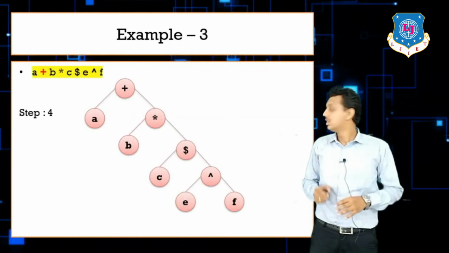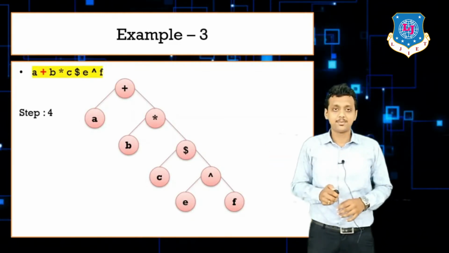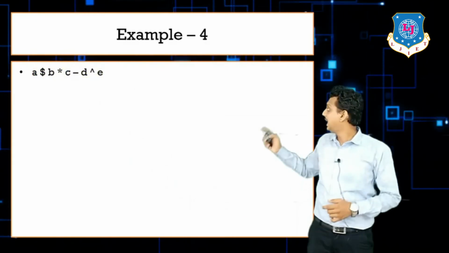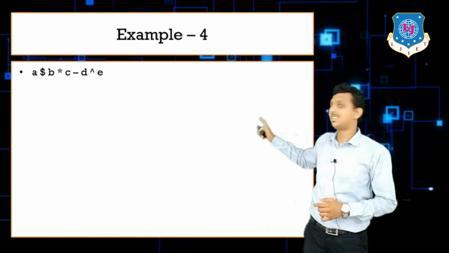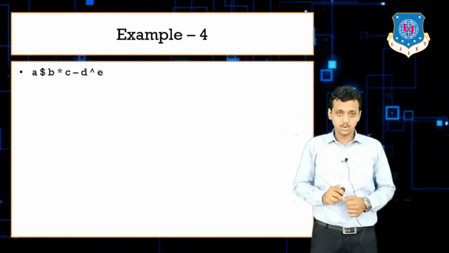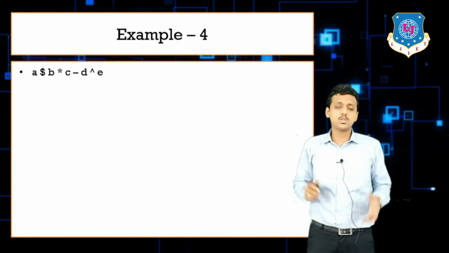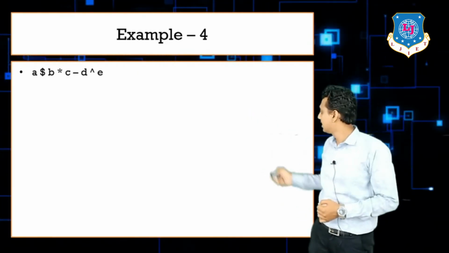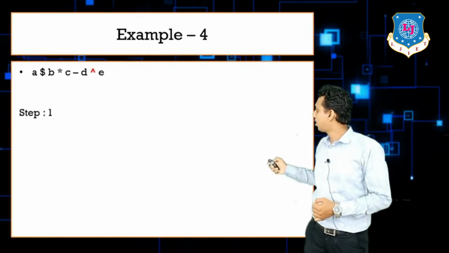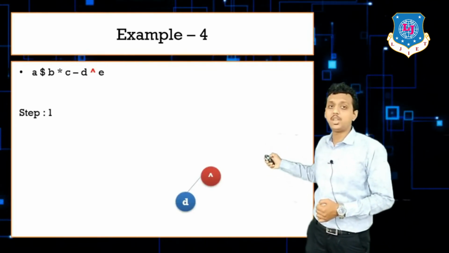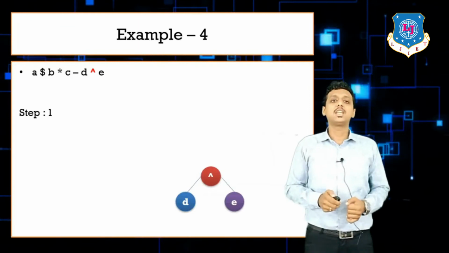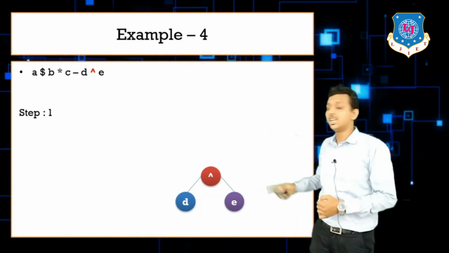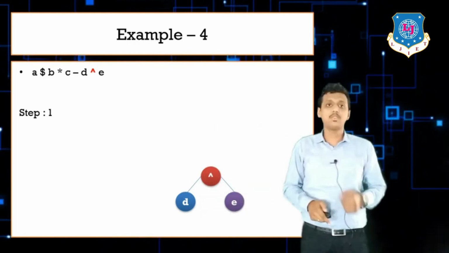Now let's begin with the next example. Here is another example where I have $B star C minus D caret E. According to the rule, we always go from right to left where we find caret. So I'm solving caret first. First step, I need to draw caret. On the left side of the caret, I must have D. Right side of the caret, I must have E. So D caret E becomes the first node.